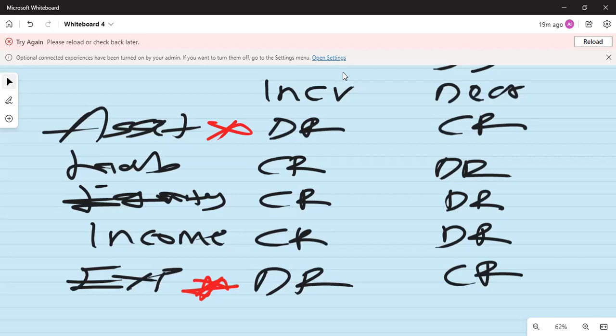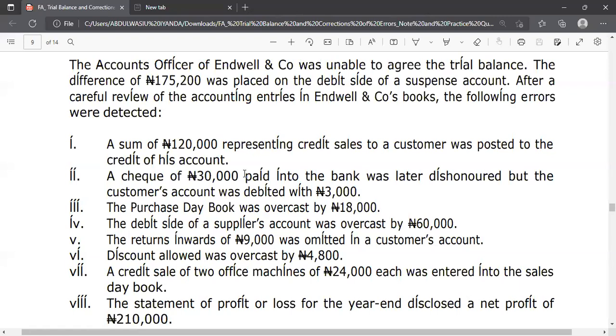So now you are being told that purchase was overcast by 18,000 naira. Then what do you do? Purchase was overcast by 18,000 naira. What do you need to do? Expenses was overcast now. Because I want to reduce it now. What do you need to do?